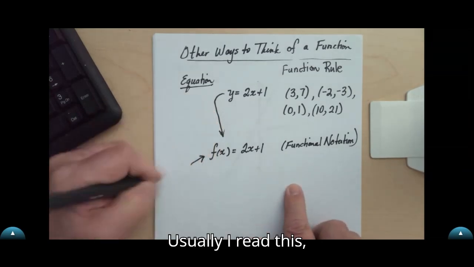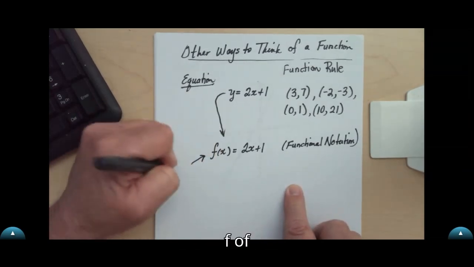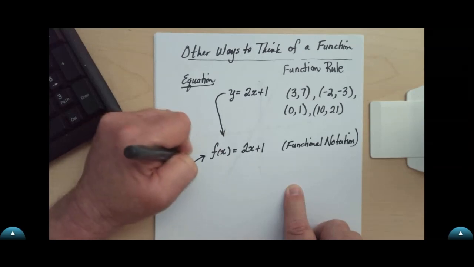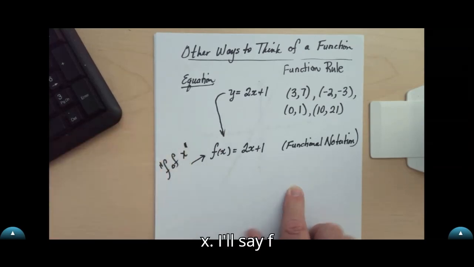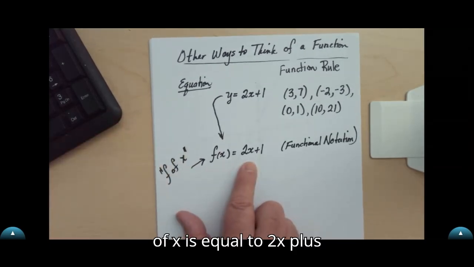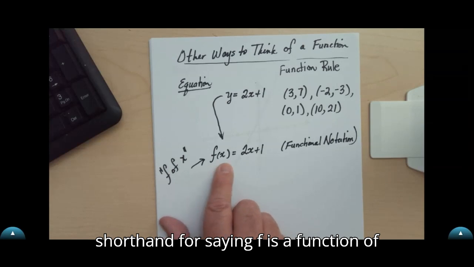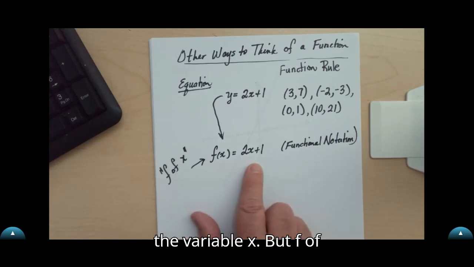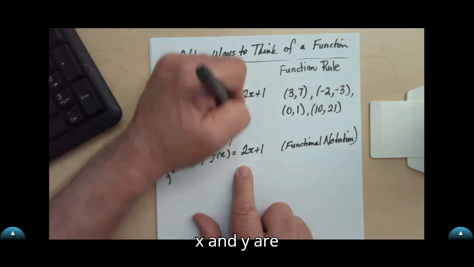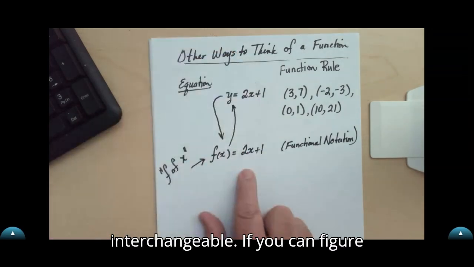Usually I read this f of x. I'll say f of x is equal to 2x plus 1. That is kind of shorthand for saying f is a function of the variable x. But f of x and y are interchangeable.